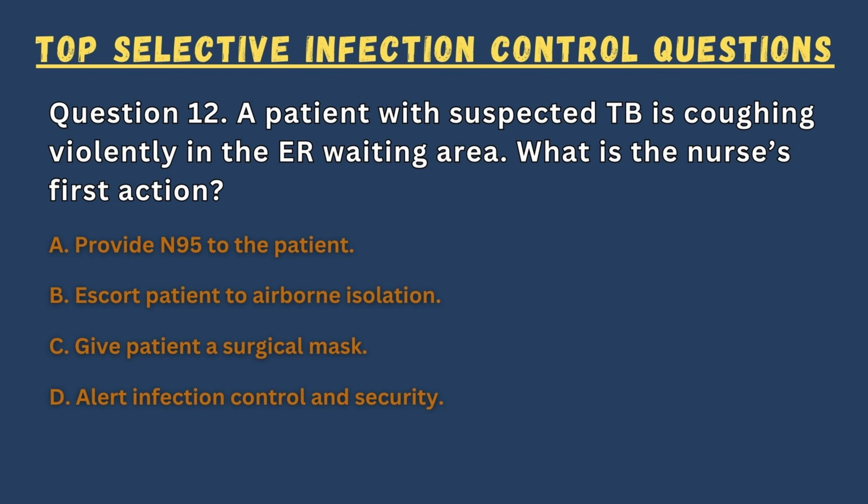Question 12. A patient with suspected TB is coughing violently in the ER waiting area. What is the nurse's first action? A. Provide N95 to the patient. B. Escort patient to airborne isolation. C. Give patient a surgical mask. D. Alert infection control and security.